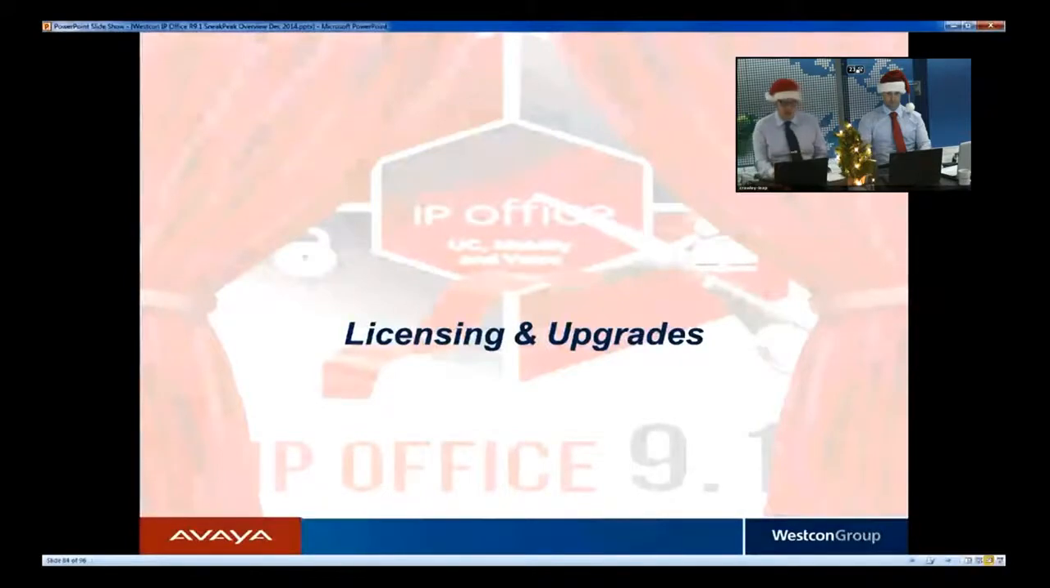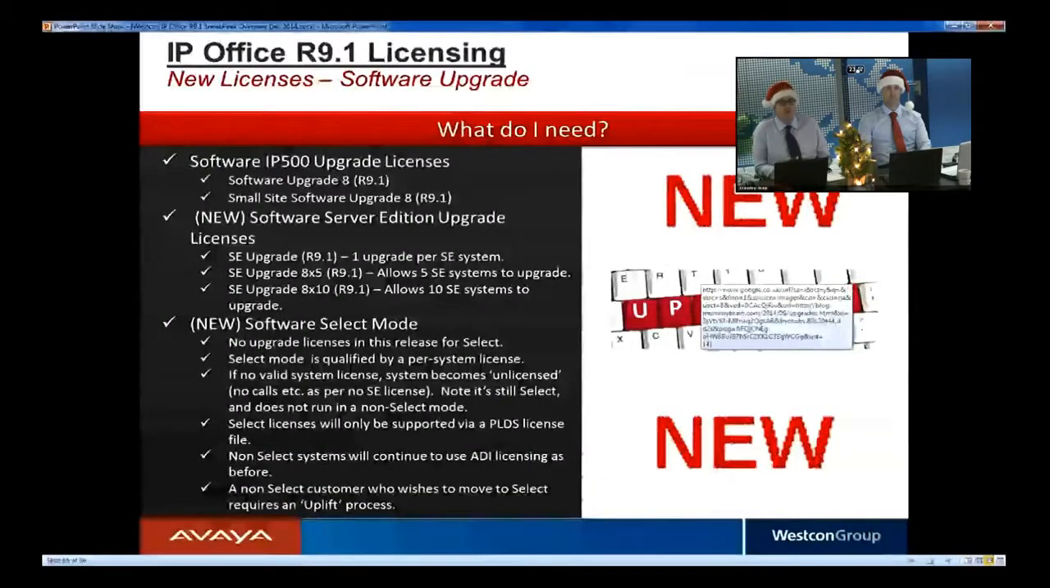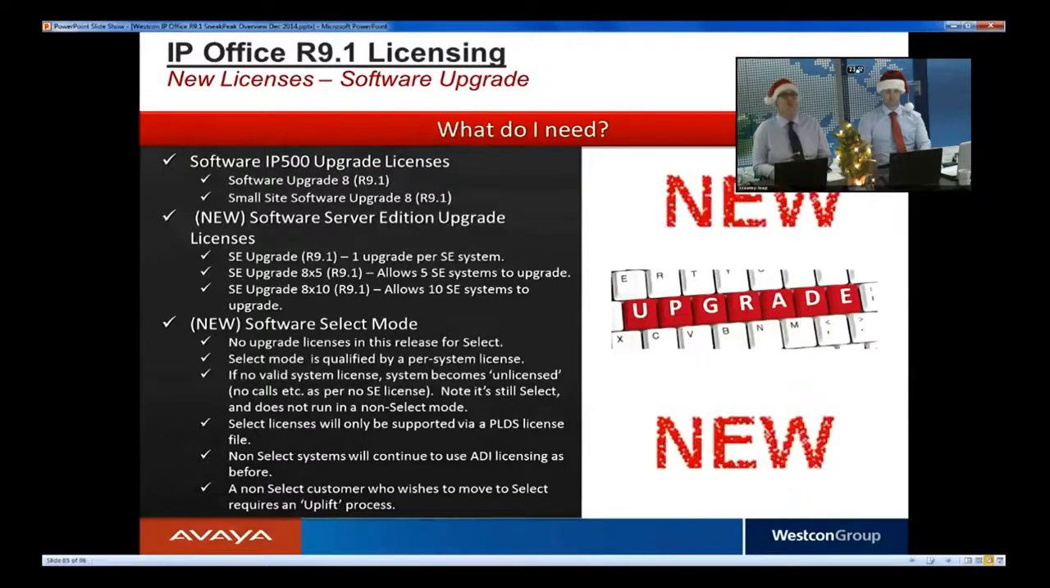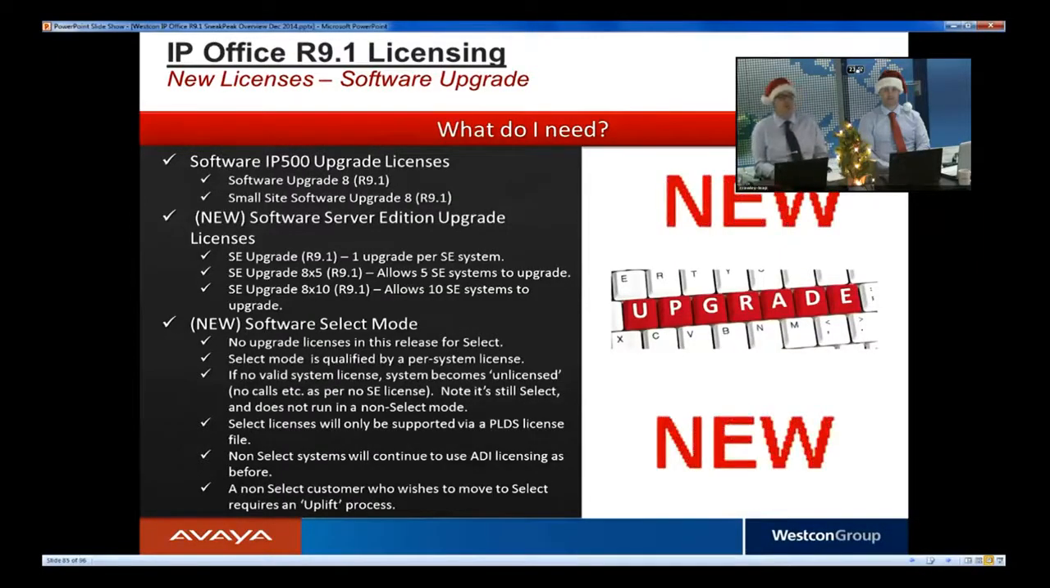Licensing. There are some changes to the licensing, and we should quickly go through those. If you've got a current system that's on release 9.0 and you have IPOS on it, then IPOS will give you your 9.1 upgrade. If you have a Server Edition currently on release 9.0, you will get your Server Edition upgrade free of charge if you have IPOS to 9.1. Please note, what you won't get is the Server Select upgrade. That is at a small nominal fee, yet to be decided, but you will need to purchase that upgrade for the Server Select mode.